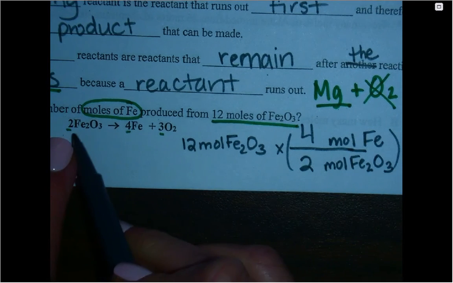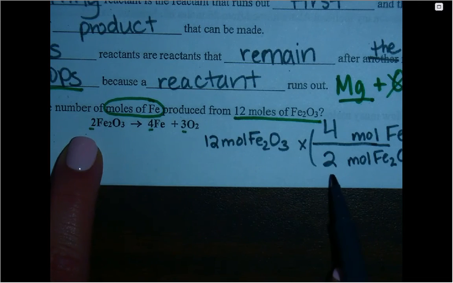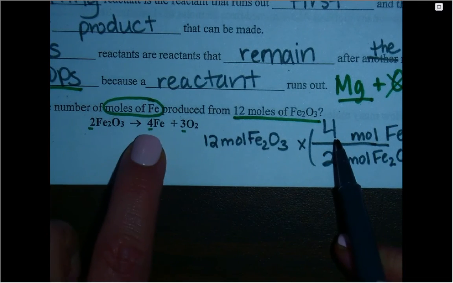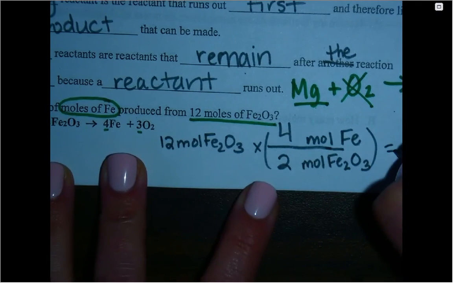So we had a 2 coming from right here. So I put that 2 there. The 4 came from right here. So now we have 12 times 4 over 2. Get that answer, please.